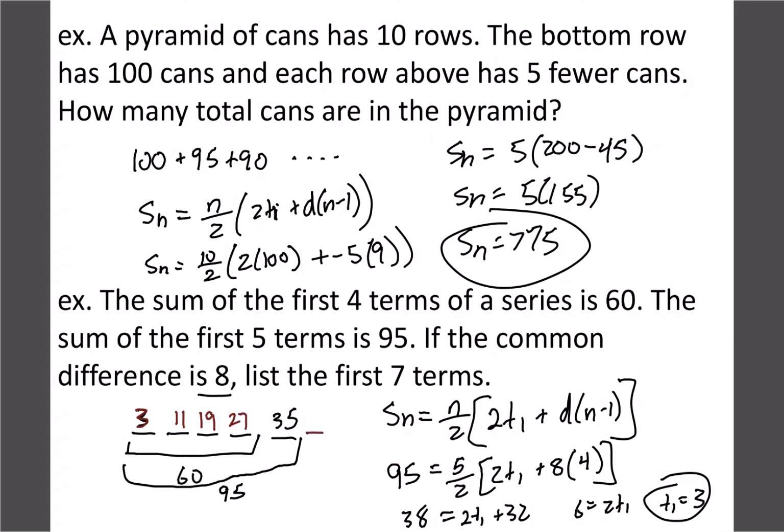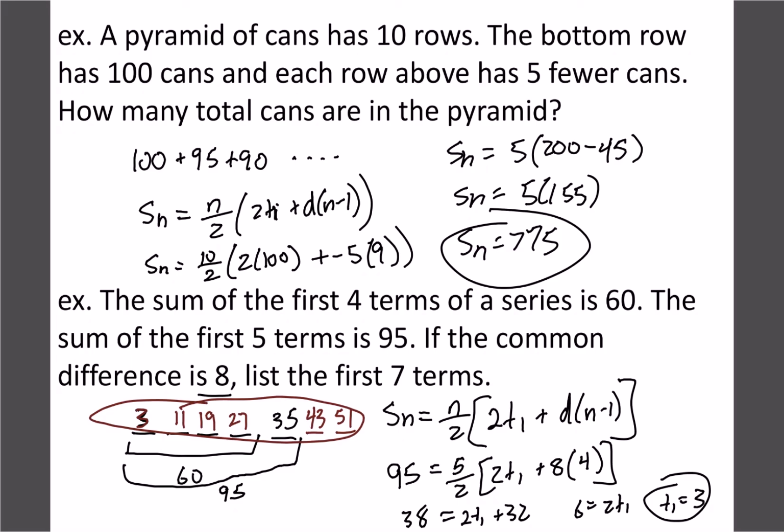And we want 7 terms, so let's just do 2 more. 35 plus 8 is 43, plus 8 again would be 51. So there's our 7 terms that they're asking for. And that's it. So you can see a couple new formulas, but we're dealing with sums instead of just listing the terms, but both formulas often work together.